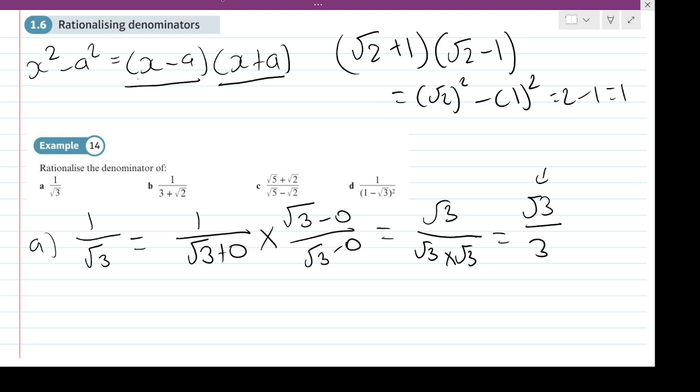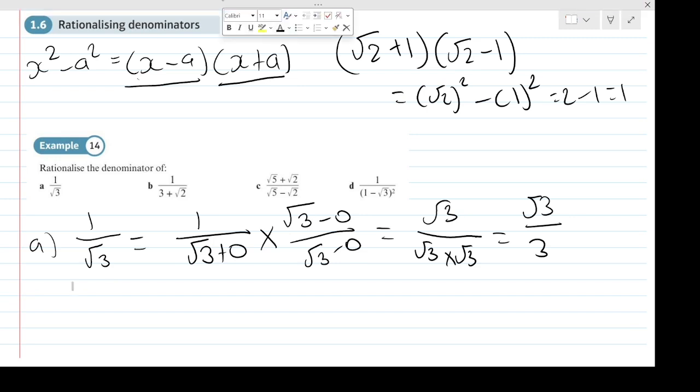I can't simplify the 3 anymore, because root 3, you can't do anything more with that. But the whole idea, as you notice, is I now have no roots on the bottom. I have a root on the top, that's fine, but I have no roots on the bottom. And because I have an integer, a whole number, that means it's rationalized, okay? So it's not irrational anymore, because remember, a root means it's irrational. So I got rid of the root, so it's become rational. Okay, so that's the whole idea.